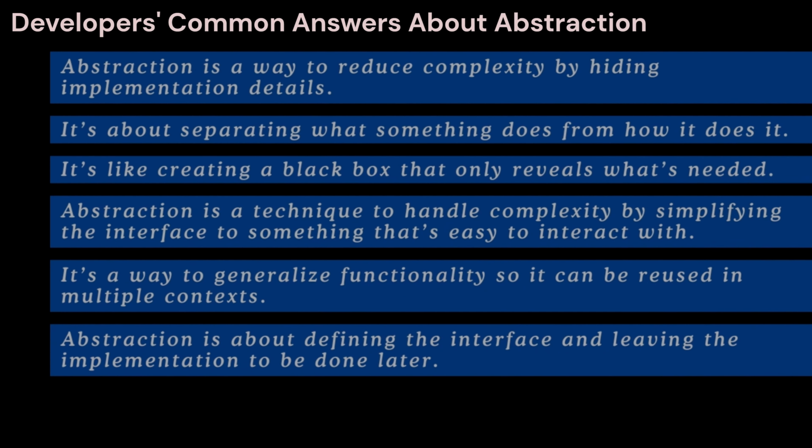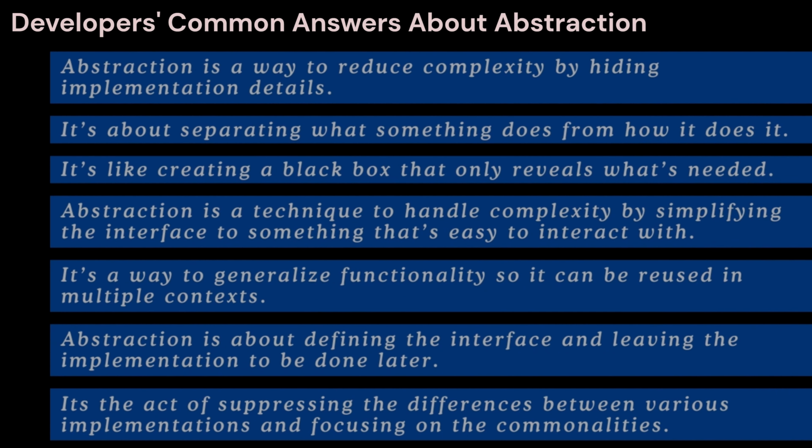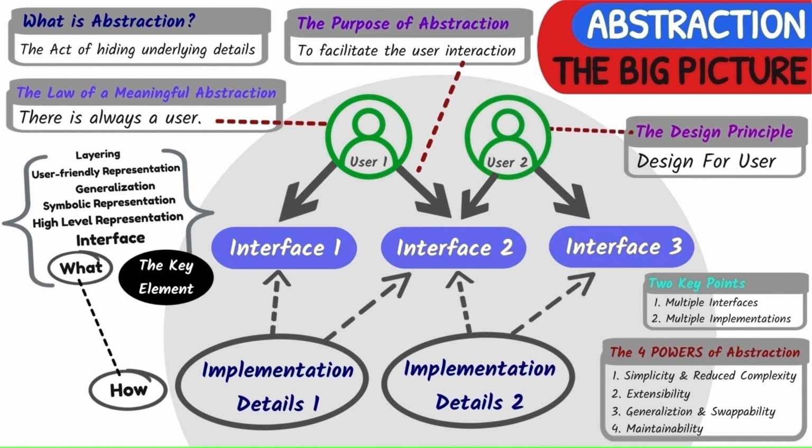If you want to know what I mean, just ask a developer what they know about abstraction and you will have answers like these. As we reach the end of this video, you will know what's wrong with these answers. While all of them are correct pieces of information and none of them is incorrect, the problem is they are only partially true. They focus on just one or two aspects of abstraction instead of presenting the full picture.